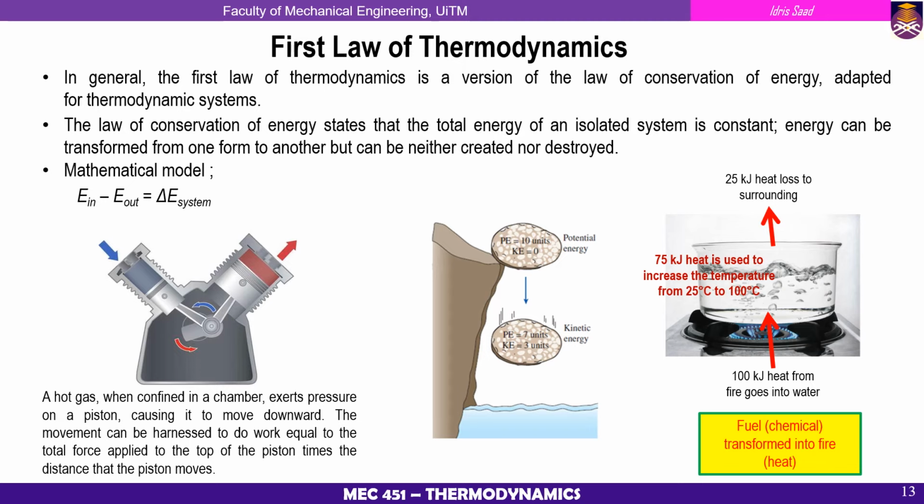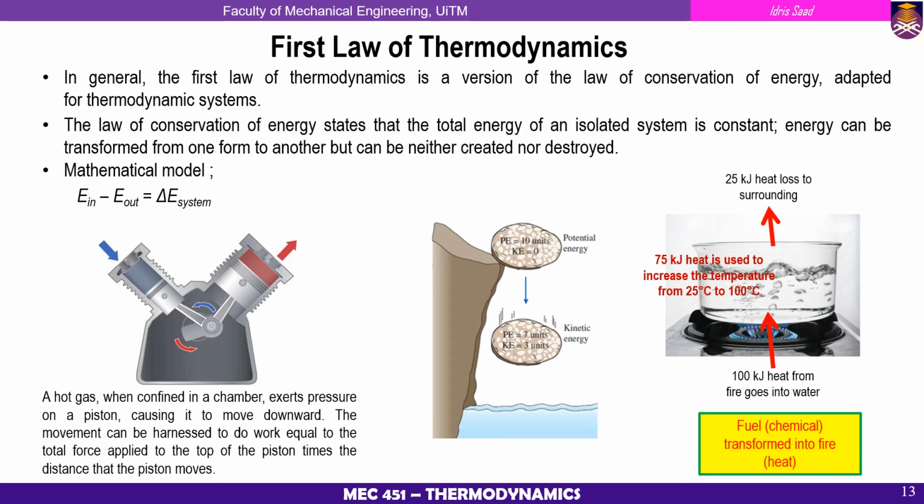Okay, now let us refer to the second figure in this slide for another example. At the top of the cliff, the potential energy of the stone is 10 units and the kinetic energy of the stone is 0. Hence, the total energy, the potential plus the kinetic energy, is 10 units.